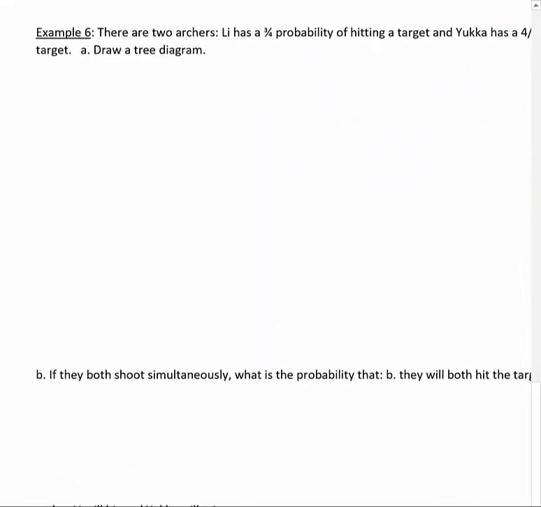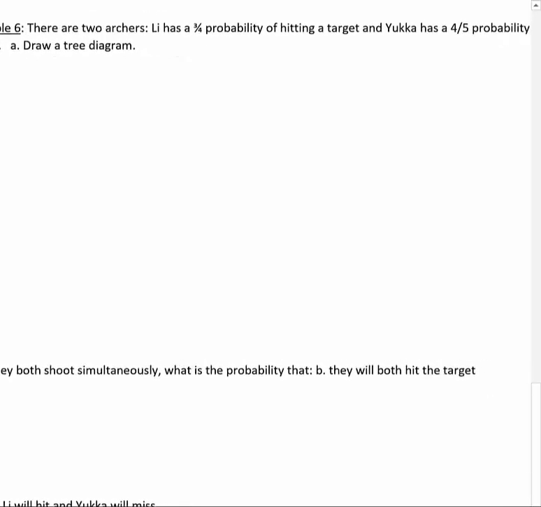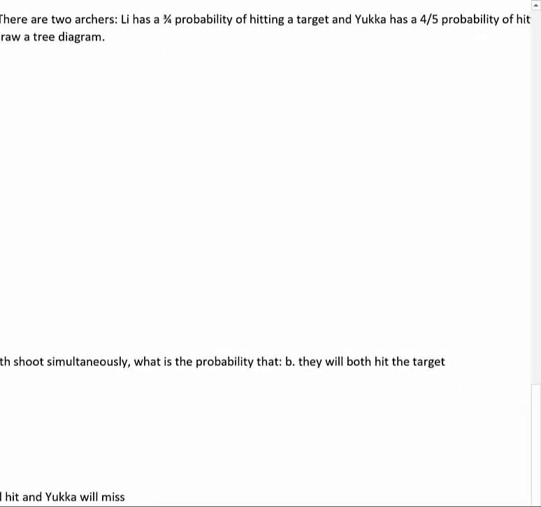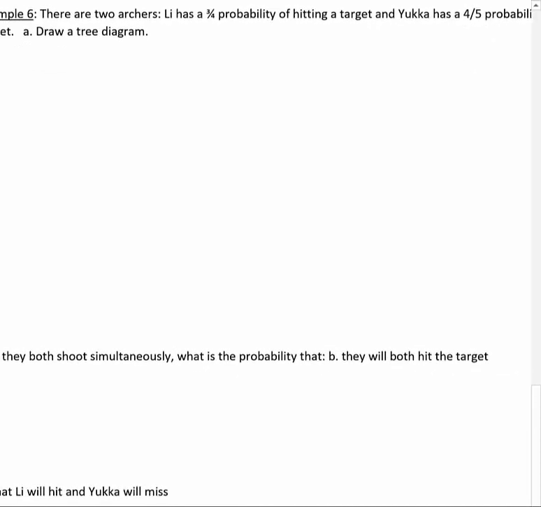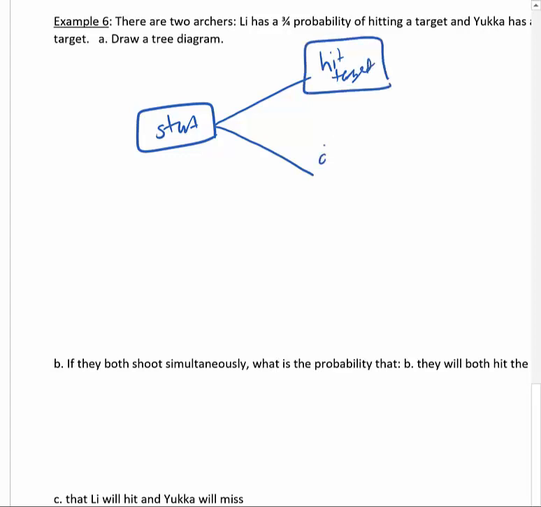So, okay, let's try example 6. This is going to involve tree diagrams and then probability also. There are 2 archers. Lee has a 3/4 probability of hitting a target, and Yuka, I hope that's how you say that, has a 4 out of 5 probability of hitting the target. So first we'll draw a tree diagram, and then we'll see what to do. So here's the start. The first thing they mention is Lee's shooting. So let's say she hits the target, or she doesn't hit the target. That's really all that can happen.